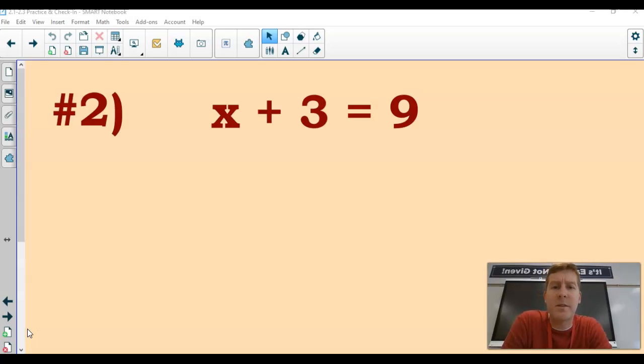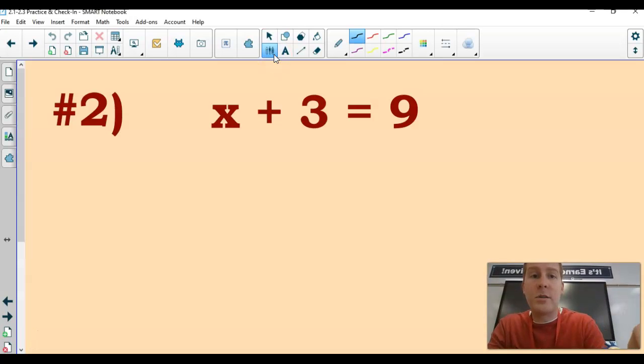So this first one, we have x plus 3 equals 9. Our goal, whenever you are asked to solve an equation, is to get x by itself. On the left-hand side, we have x plus 3. What do we have to do to isolate the variable, or to get rid of that plus 3? You ask yourself, what is the opposite of adding 3? The answer here is to subtract 3 from both sides of your equation.